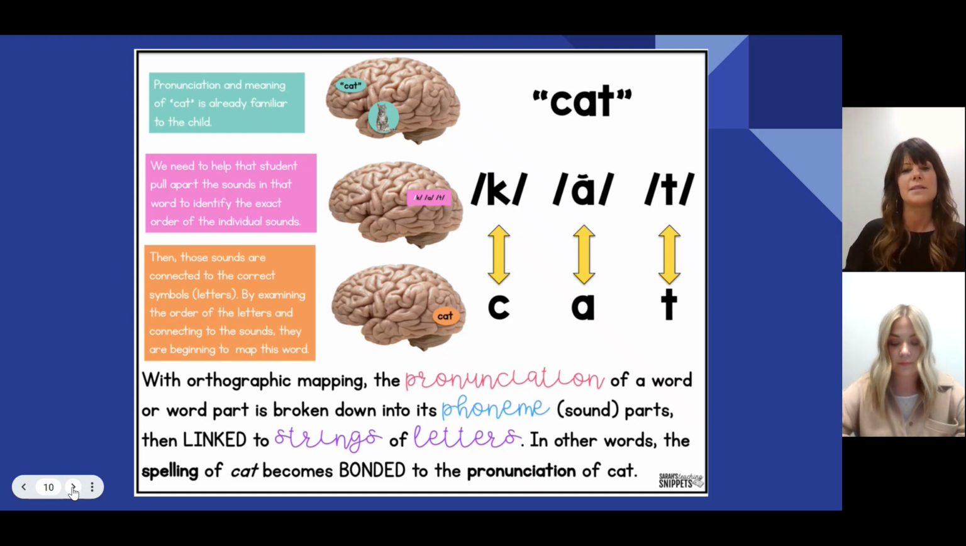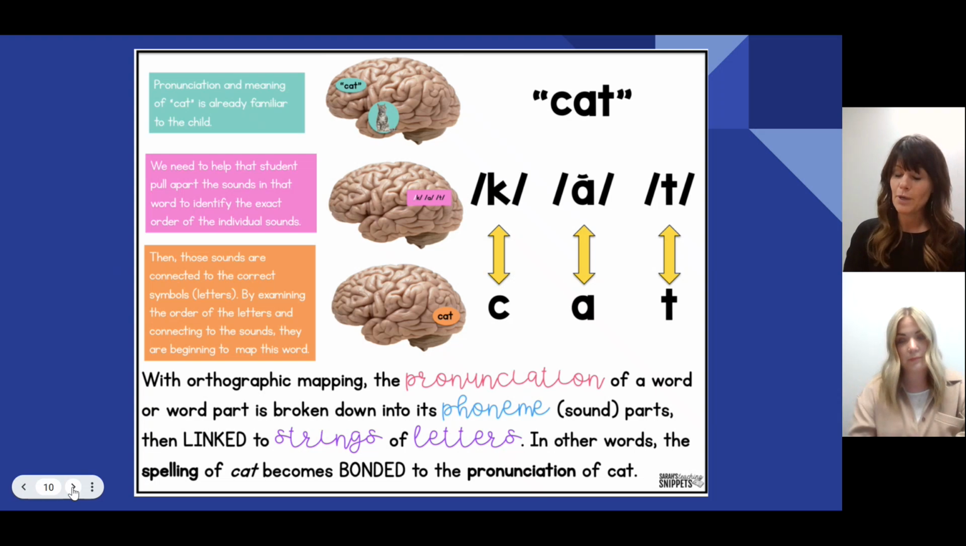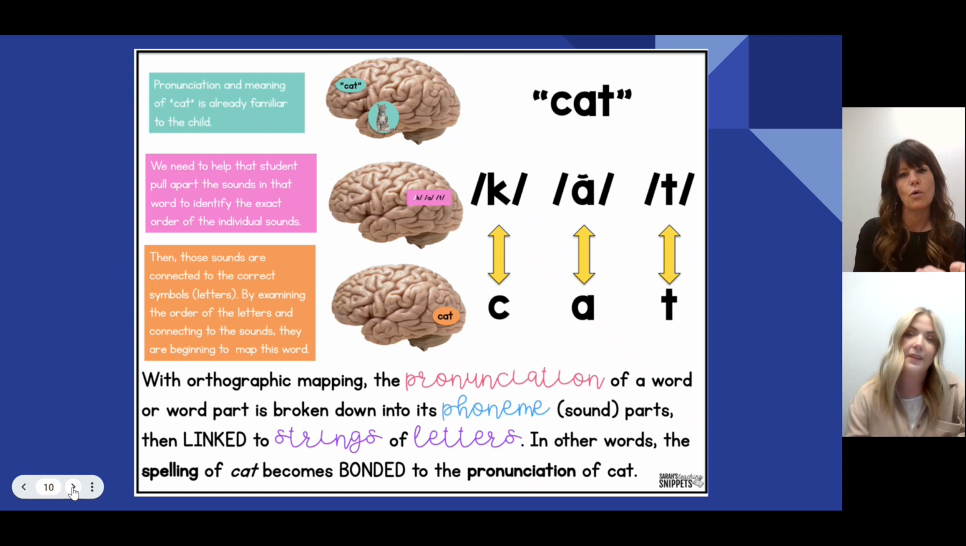And our goal always is to have our students have a large bank of words that are orthographically mapped in their minds, that as soon as they see them, they know them. And that is done much more easily when I focus on sound first and then the corresponding letters, as opposed to just memorizing the words.